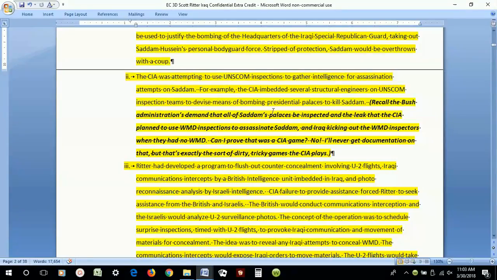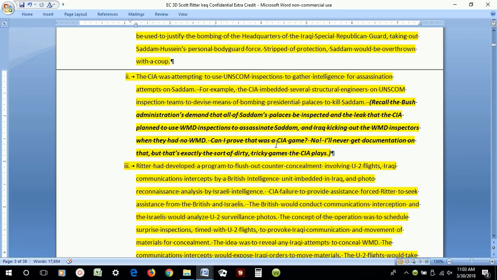Right? And then they come up with, well, we demand that we inspect all your palaces, like he would be hiding all of the WMD in the basements of his palaces, right? And recall the Bush administration demanded that all Saddam's palaces be inspected, and then the leak came out that the CIA planned to use WMD inspections to assassinate Saddam, and then suddenly Iraq kicked out the WMD inspectors when they had no WMD. Right? Why would they kick them out if they had no WMD?